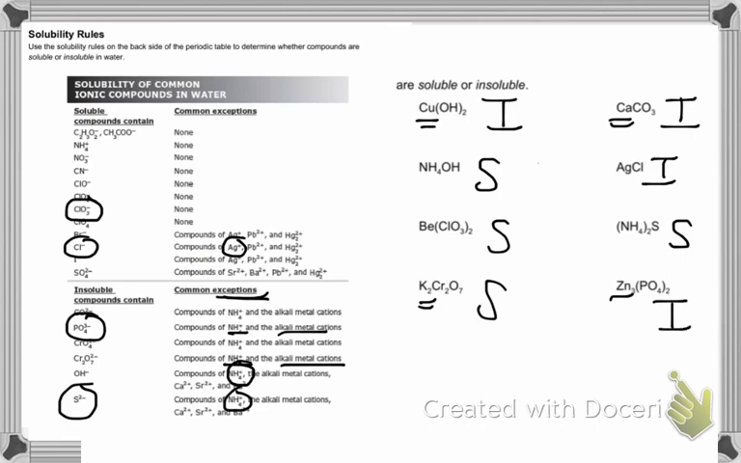So basically all I've done is just looked at this chart. I find the anion first. The anion is the one with the minus charge. And then I look at who it's bound to. If the cation that it's bound to makes it an exception, then that's going to change its solubility.